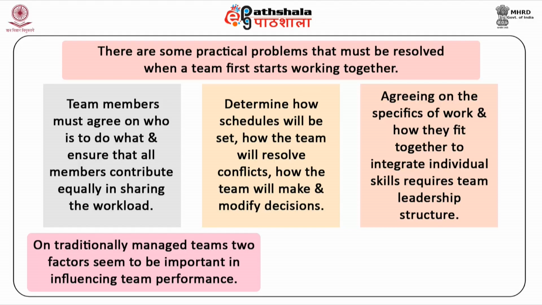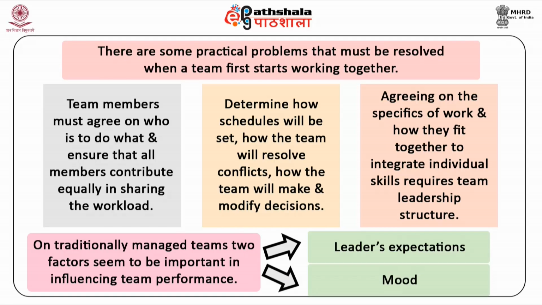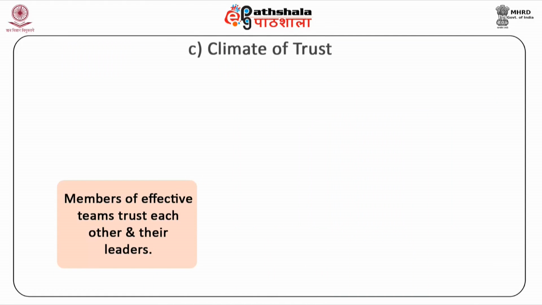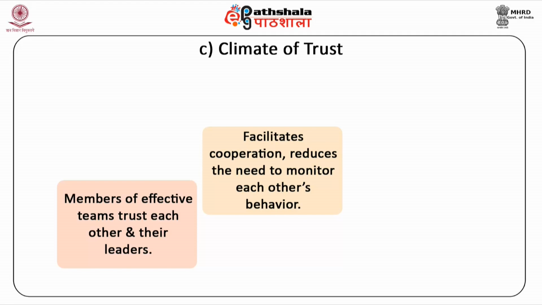On traditionally managed teams, we find that two factors seem to be important in influencing team performance: the leader's expectations and his or her mood. Climate of trust. Members of effective teams trust each other. They also exhibit trust in their leaders. Interpersonal trust among team members facilitates cooperation, reduces the need to monitor each other's behavior, and bonds members around the belief that others on the team won't take advantage of them.